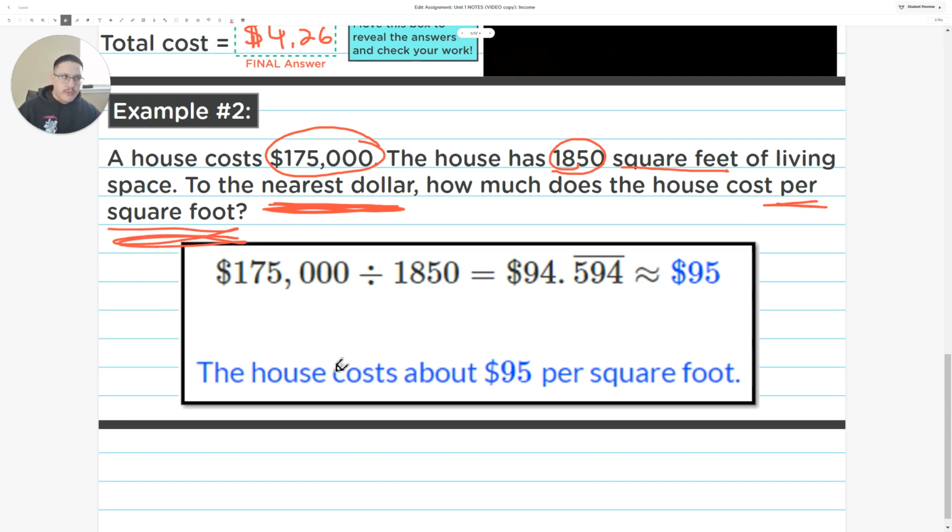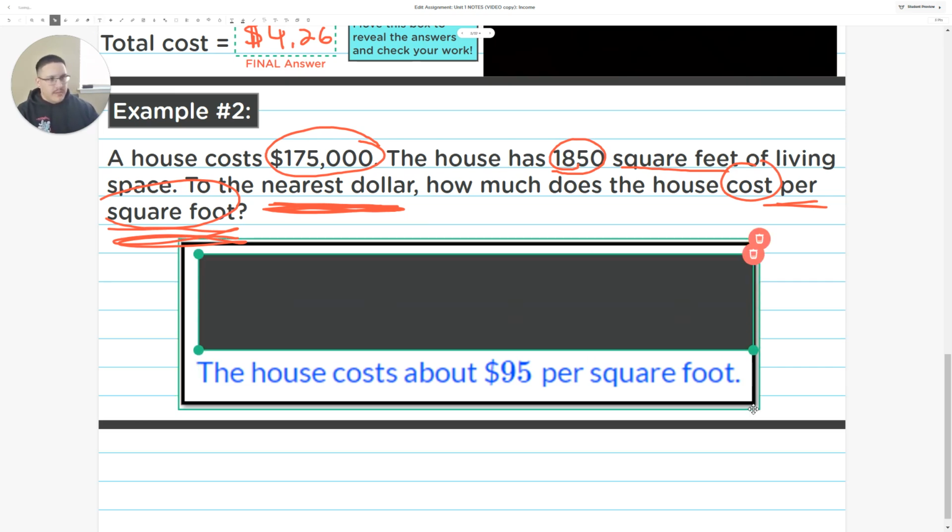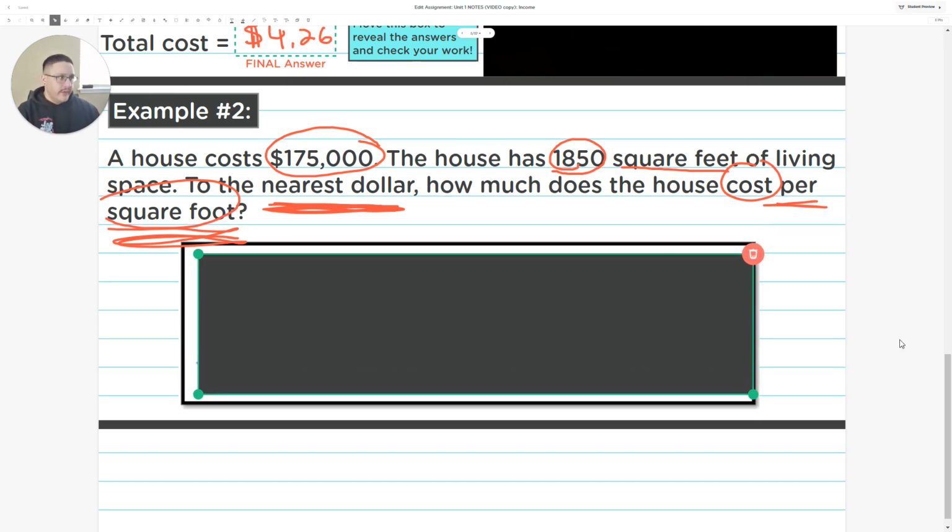So we know totals, okay? We know total house cost, and we know the total square footage. Now we want to break it down even further to how much does it cost per square footage. So cost per square footage. The cost per usually means a division problem. So that means we're going to divide whatever the cost is by the square footage. Okay, let me black this out, and then let's talk about this.